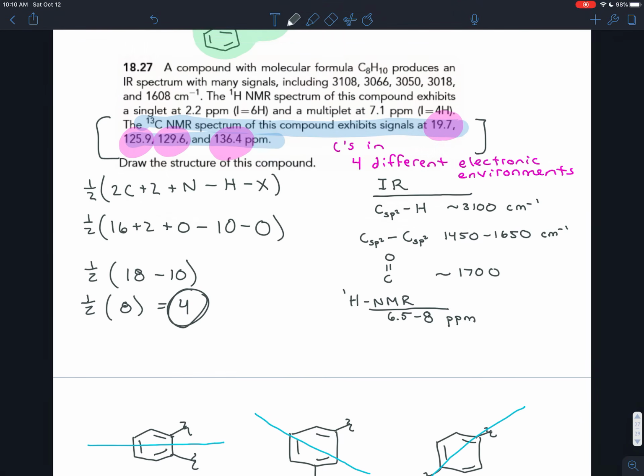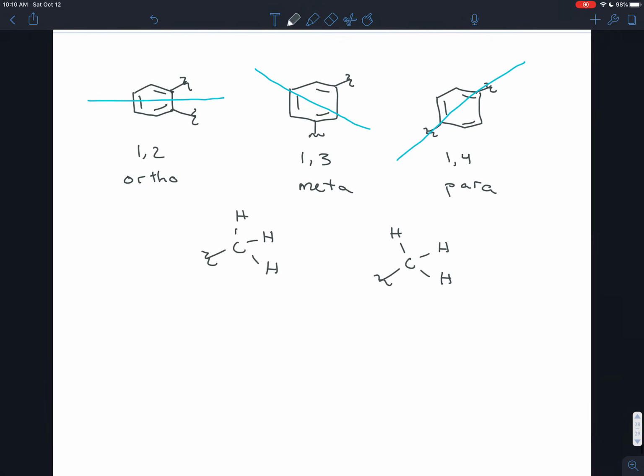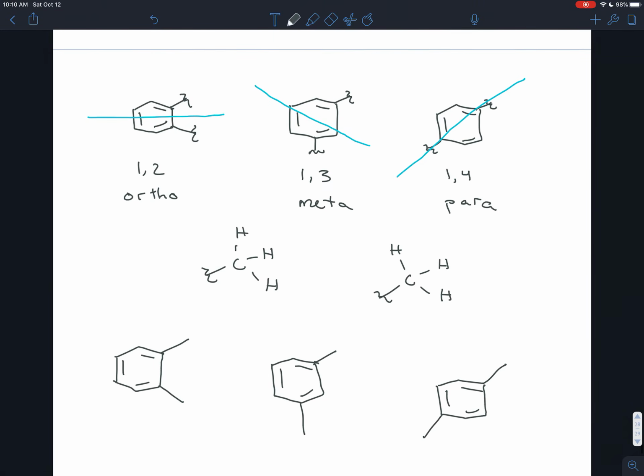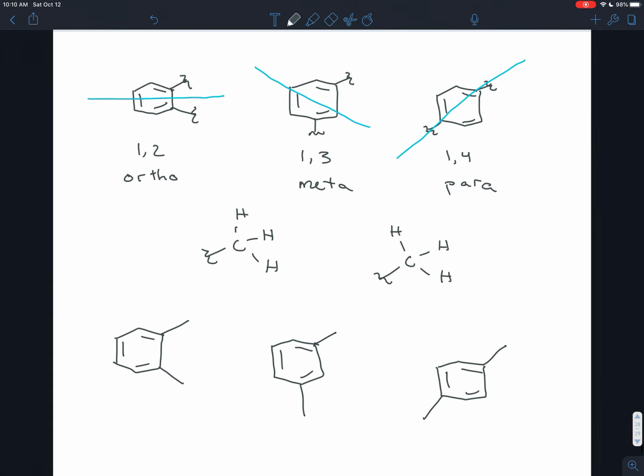Okay, now let's draw each of the possible molecules we have and see how many different electronic environments we have carbons in. So let's say it's ortho-dimethylbenzene, or meta-dimethylbenzene, or para-dimethylbenzene. So those are our 3 possible molecules. We have to choose between them using the information from the carbon-13 NMR.